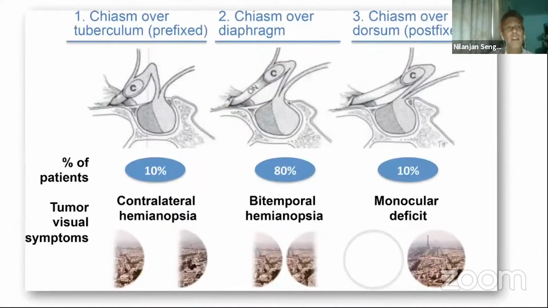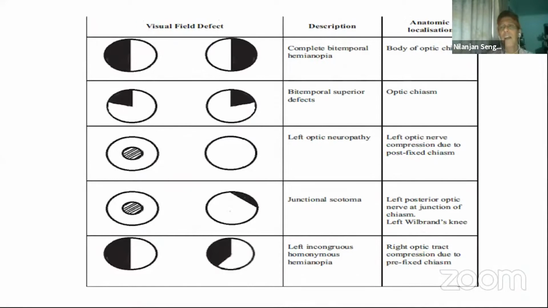This we know. And then the question comes whether it's a prefixed chiasma or a postfixed chiasma. In about 10 to 20% of cases, the chiasma may be prefixed, that is placed anteriorly, and a tumor growing from below will compress the optic radiation, leading to contralateral hemianopia. And if it is directly above the chiasm, there will be the typical bitemporal hemianopia. And if it is post-fixed, then there would be a unilateral monocular visual deficit.